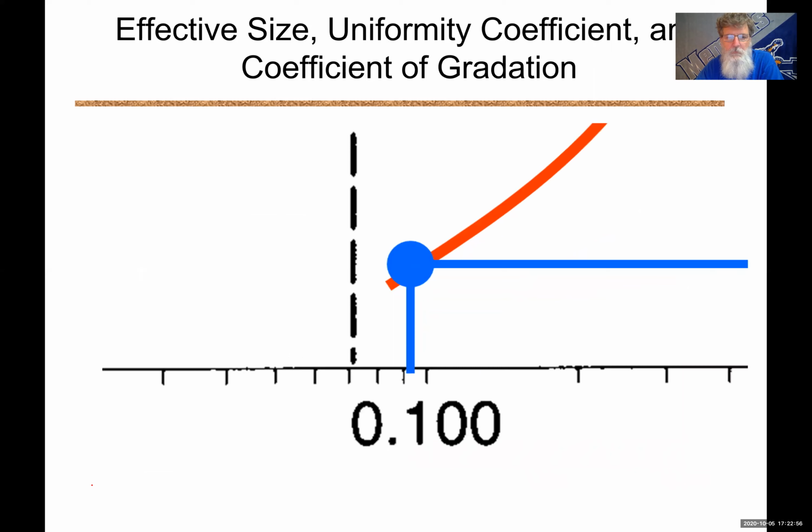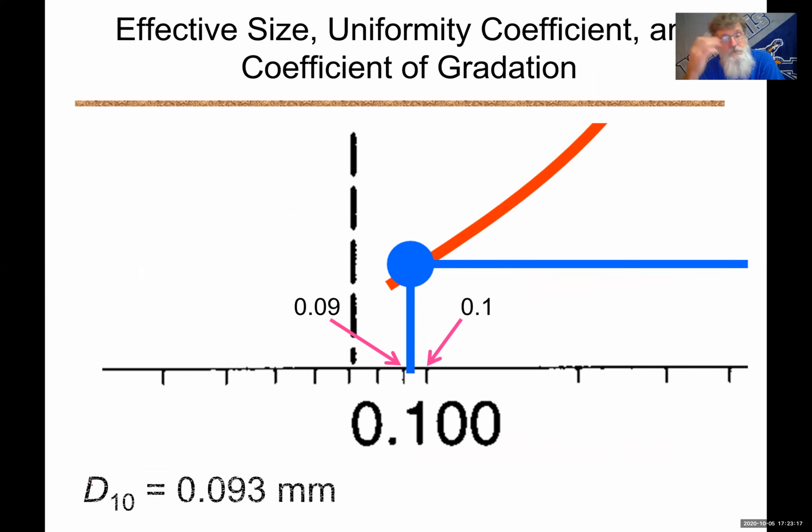So now, remembering what we did before, it's going to be between 0.09 and 0.1. So we all should get 0.09. What you choose is a little up to you. I see the line as being very close to the 0.09, so I said 0.093. And that's D10. And remember, D10 is the effective size for this sample.